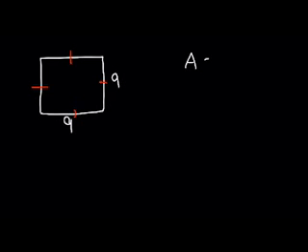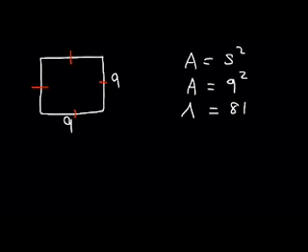Now let's say we have a square, and the length of the square is 9. What is the area of this figure? Now for a square, all sides are the same. So the length and the width of the square is 9. The area of a square is simply s squared, or side squared. So it's going to be 9 squared, which is just 81.